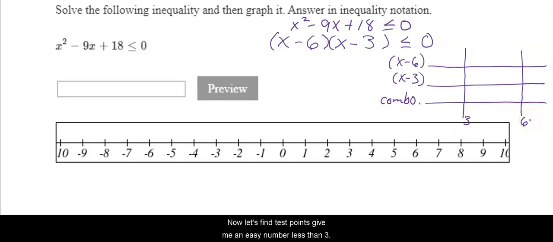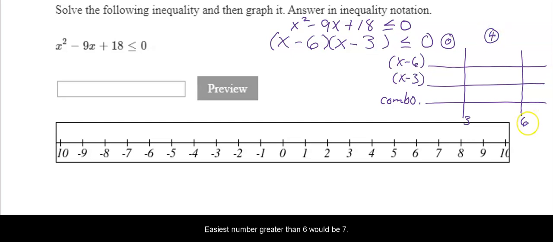Now let's find test points. Give me an easy number less than 3. You could use 0, 1, or 2. I choose to use 0. Give me an easy number between 3 and 6. 4 and 5 are the best choices. I'm going to use 4. The easiest number greater than 6 would be 7. Plug the test points into the single factors.